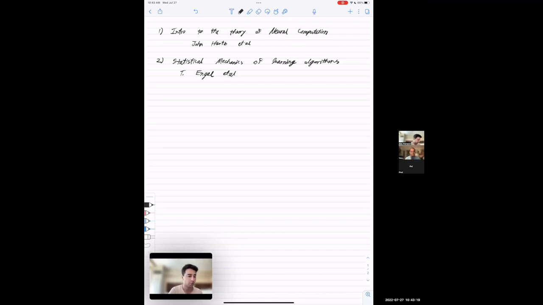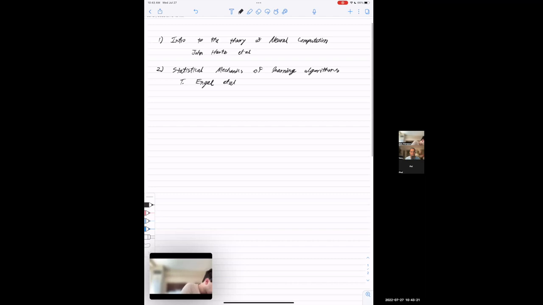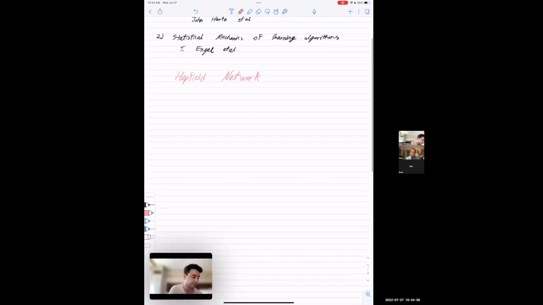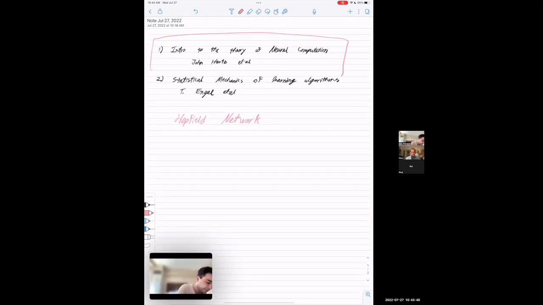What I'm going to talk about for a brief amount of time is just these Hopfield nets. I'm going to talk about the Hopfield network. I might just drop the names of the two books in the description. Yeah, please do, because especially from the first book, I'm going to take some inspiration as far as notation, so that I'm consistent with them.